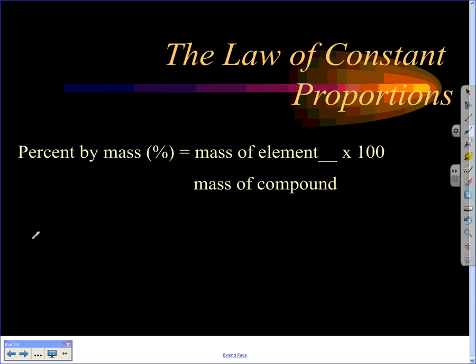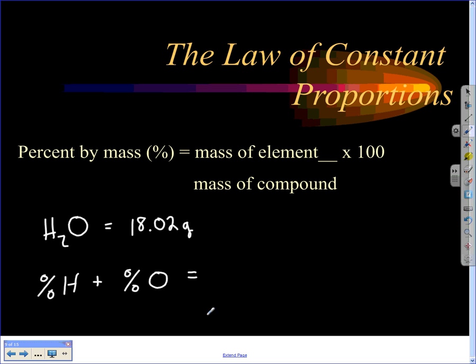This kind of stems off the idea of the conservation of mass. For instance, H2O, and we'll go through a bit of an example here. H2O has a specific mass. For our purposes, let us say that we have 18.02 grams of H2O. Hydrogen is going to be a part of that. So a certain percentage of H2O is going to be hydrogen, and a certain percentage of the compound is going to be oxygen. And if we add those together, that will always equal, anyone want to guess?